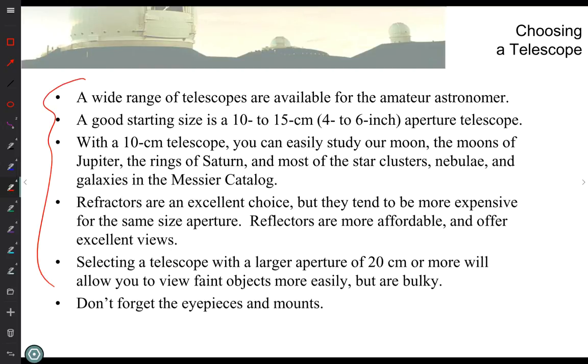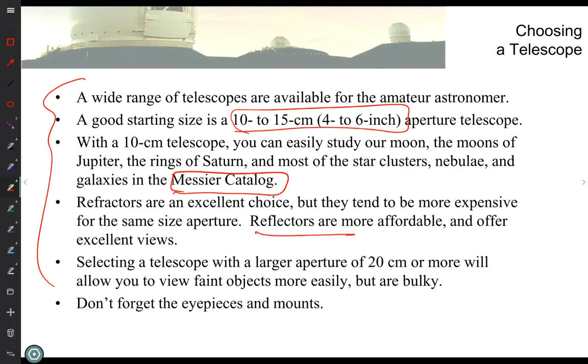One last thing. This is a list of things to think about when you're buying a telescope, if you're thinking about buying a telescope. A good starting size is somewhere 4 to 6 inches. If you can afford it, get bigger. But that's a reasonable size to see a fairly faint object. With a 10 centimeter telescope, you can see cool things like the rings of Saturn. The Messier catalog we'll talk about later is a list of cool objects that you can see.